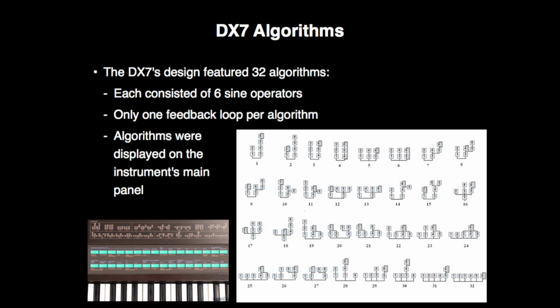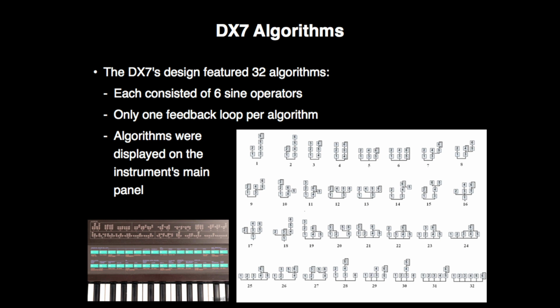So the DX7 allowed users to choose from 32 different algorithms, and you can see those algorithms laid out on the slide there. Each algorithm consisted of 6 sine wave operators, and if you look through that chart, you can see how they're arranged in different branching or cascading or carrier-only formats. And if you look closely, you can see the feedback loops as well, and you'll notice that there's only one feedback loop per algorithm, which was the way the DX7 was set up, and that's kind of why I was using that as an example earlier.